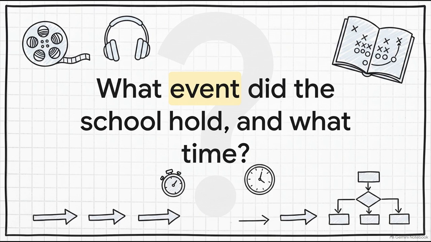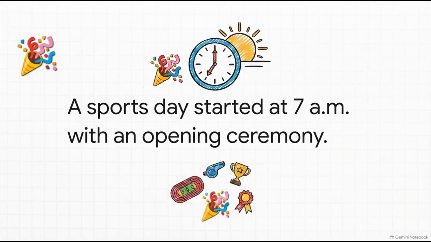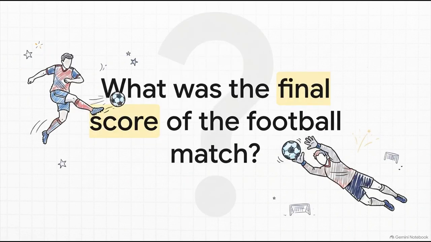Question 1. What event did the school hold, and what time did it start? Think back to the very beginning of the story, the orientation phase of the text. Do you have it? And there's the answer. A sports day started at 7 a.m. with a short opening ceremony. If you got that right, you've successfully identified the core context that our writer established right out of the gate. Great job!